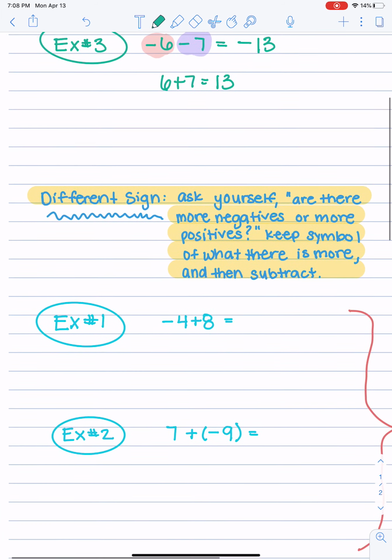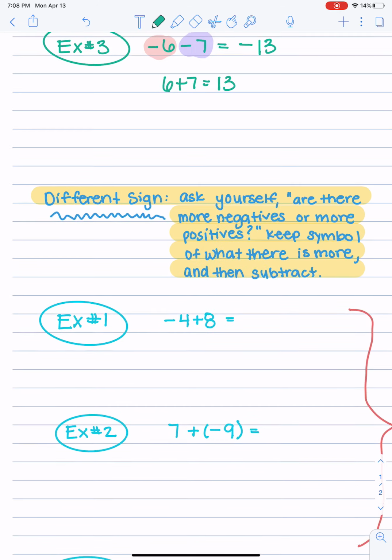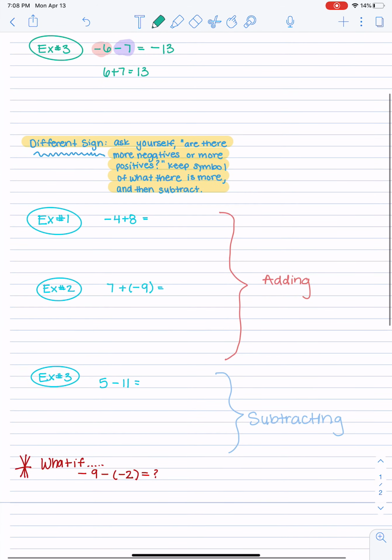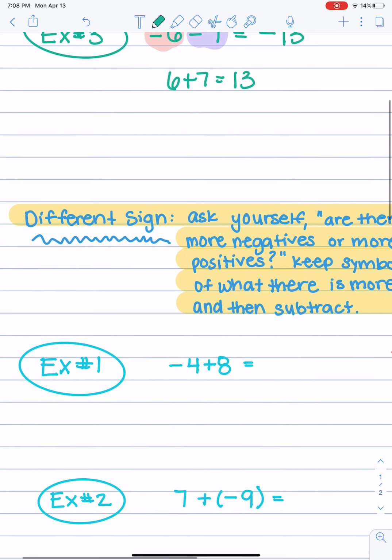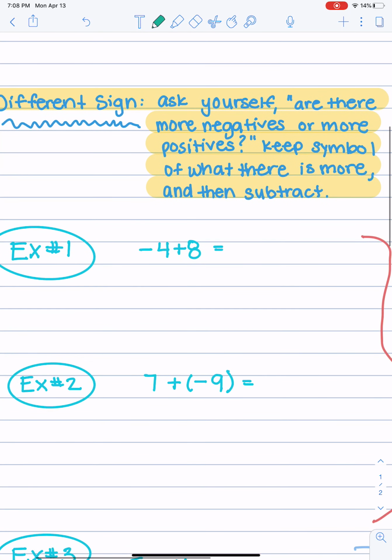All right, now let's look at when there are different signs. We're first going to be looking at addition problems and then subtraction problems. So when they have different signs, ask yourself, are there more negatives or more positives? Once you've decided that, you keep the symbol of what there is more of and then subtract. Let's go ahead and slow that down and see what I mean by that.